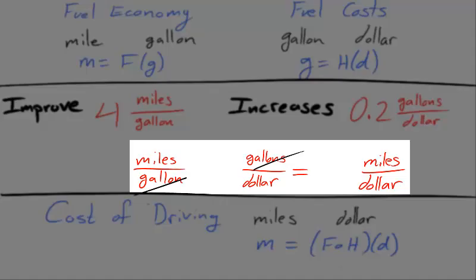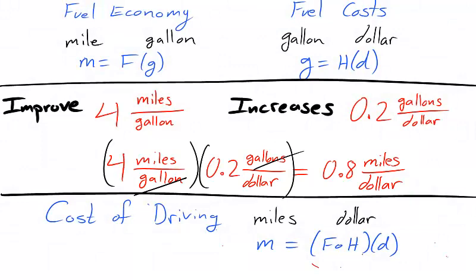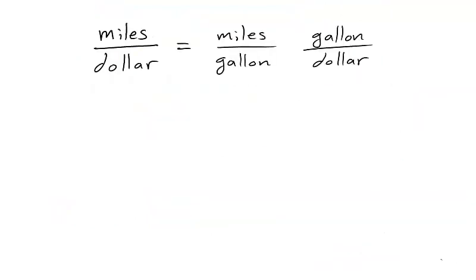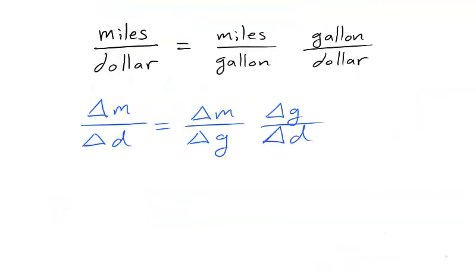Working backwards with the units we have, if we multiply fuel economy change and fuel cost change, we obtain the units for the change in cost of driving. So with an improvement of 4 miles per gallon, and an increase of 0.2 gallons per dollar, we'd expect an increase of 0.8 miles per dollar in our cost of driving. Let's take another look at these units. We've just seen how average rates of change are multiplied through composition. We took the change for the month of August, an average, and we expressed that with delta for a change.